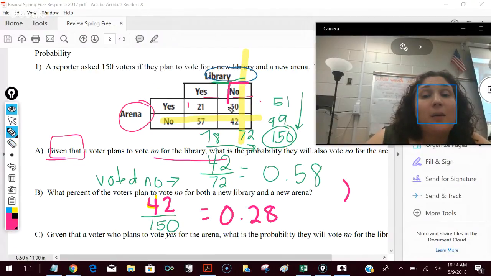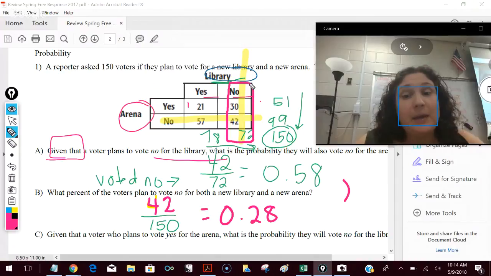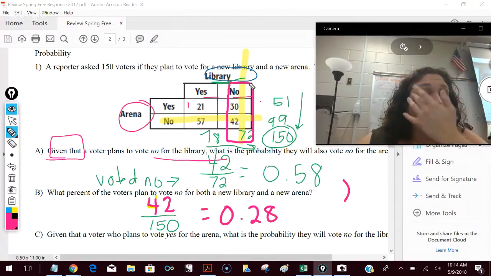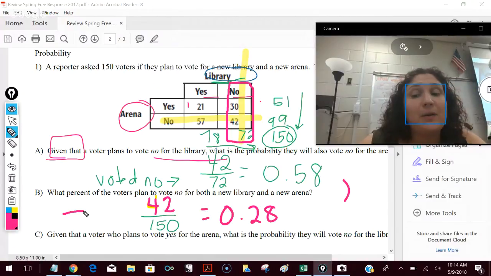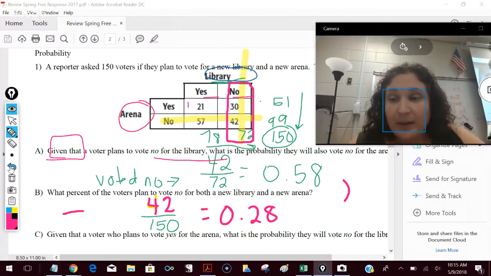So because of that, we only cared about the people who voted no for the library. And in that section, we only cared about the people who also voted no for the arena. In this bottom one, we don't care if they voted yes or no for the library first. We just want to know the total. And that's why the second one is over 150 and the first one's over 72. Okay, let's go on to the next set.